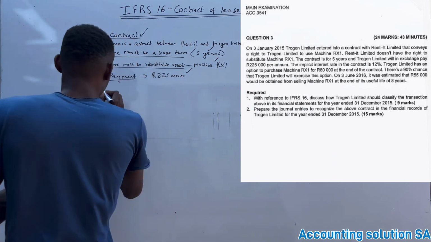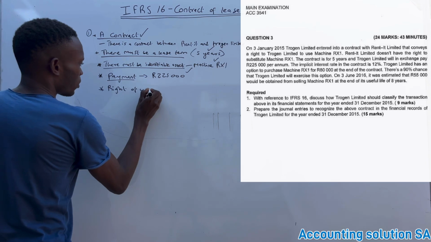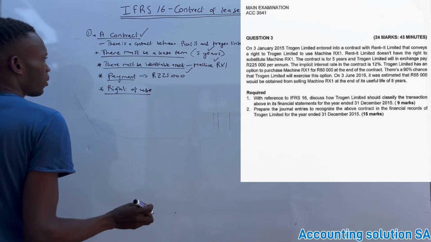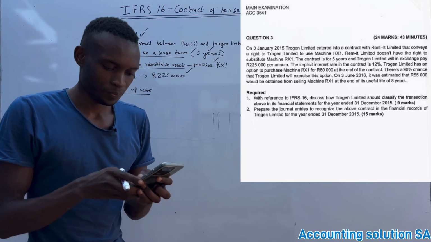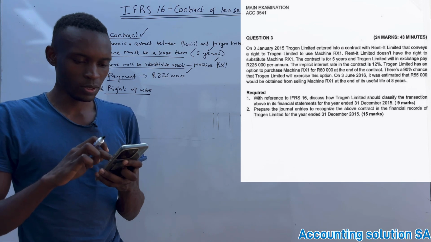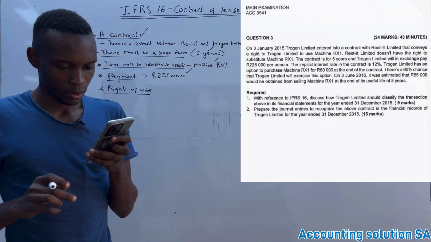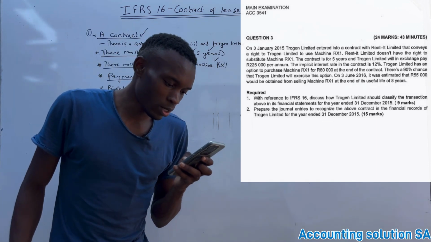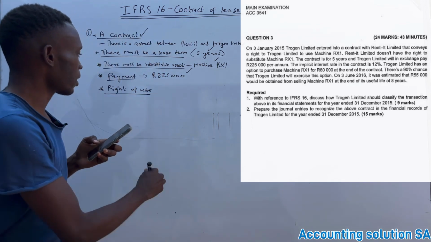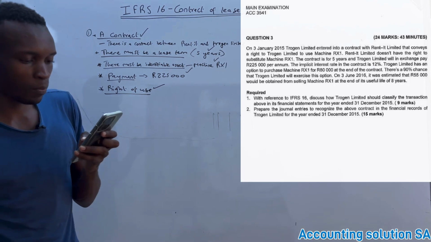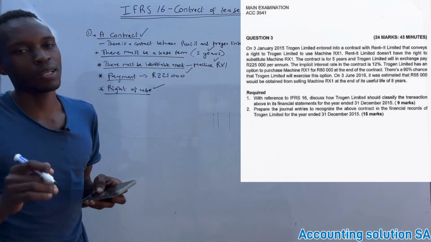Okay, the last one, guys, is a right of use. Is there any right of use? Is Trogan Limited allowed to use this machine? Yes. Okay, but if you check this scenario, guys, they said that they entered into a contract with Rent Limited that conveyed the right to Trogan to use a machine. Yes, there is a right of use. But when they proceed, they say that Rent Limited does not have the right to substitute the machine. It doesn't mean that there is no right.